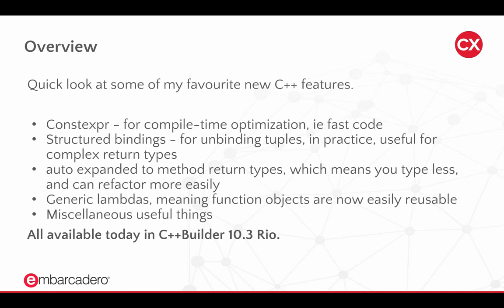Auto, which is a fantastic feature introduced in C++11, has been expanded to method return types. And it's really good because you type even less. Of course, using auto for variables, you will type less as well. And it really assists refactoring. Auto is now also a keyword that you can use for generic lambdas. So these small, lightweight function objects are now easily reusable. And of course, there are a bunch of miscellaneous useful things. So that's some of my favorite new C++ features.